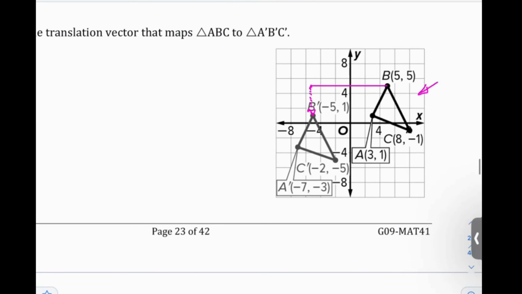Now, if you count, be careful. You have half here, and then 1, 2, 3, 4, and another half. So 5 units, each by 2. So it is 10 units to the left. So this will be negative 10.